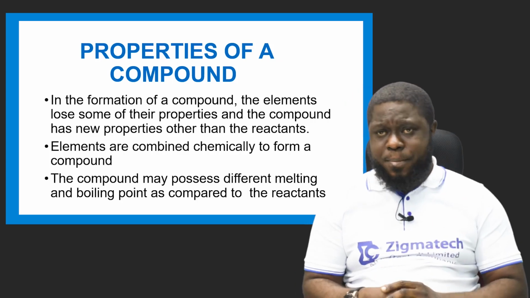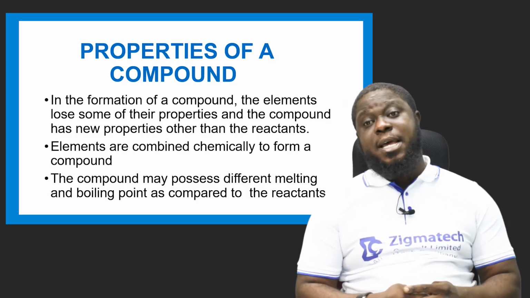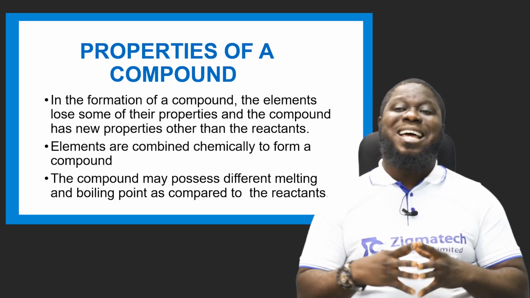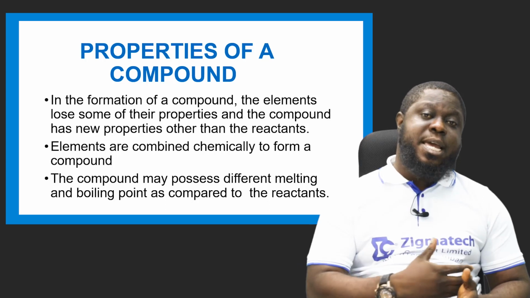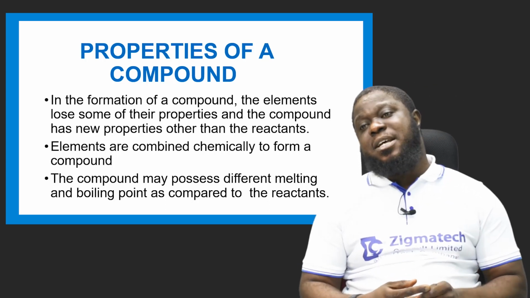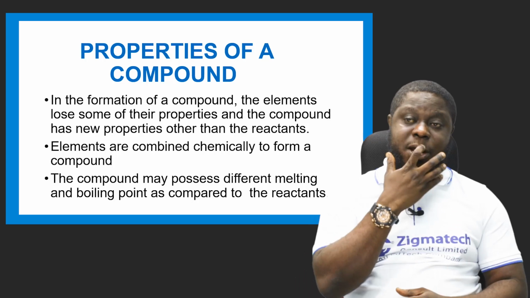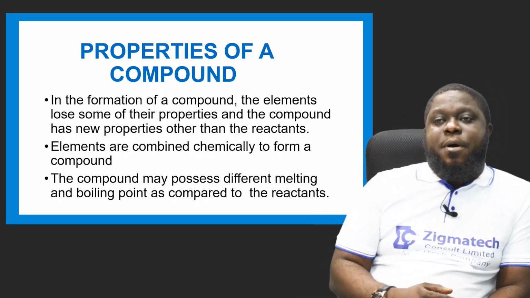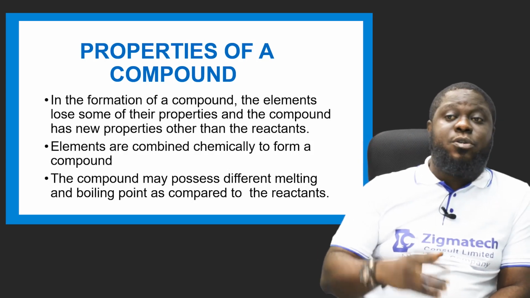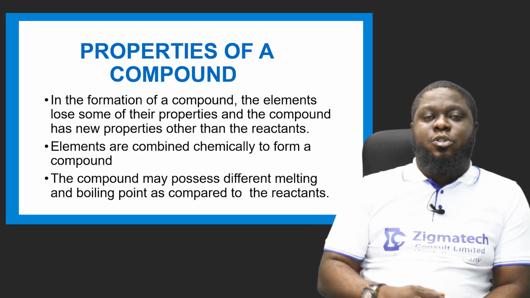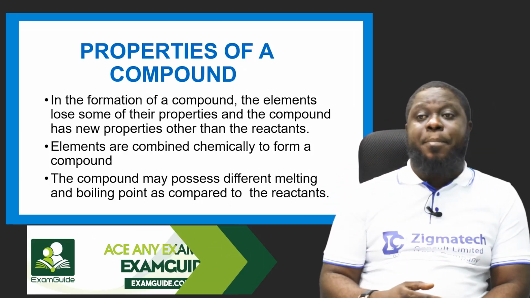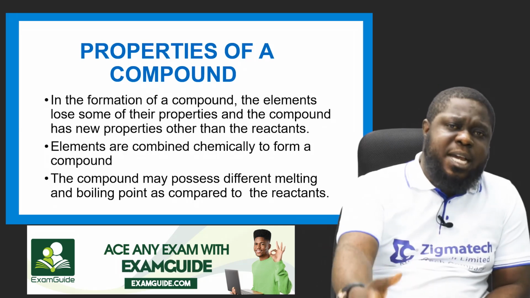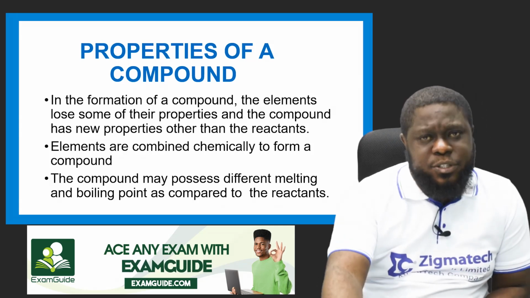What are the characteristics of a compound? Now we said in the formation of a compound, the elements lose some of their properties and the compound has a new property other than the reactants. Like I told you in the matter part 1, reactants are substances that undergo chemical changes to form a compound. So in the formation of a compound, the elements lose some of their properties. There will be breakage of bonds, so as their bonds are broken, their properties are lost. What are their properties? Hydrogen is a gas, oxygen is a gas.